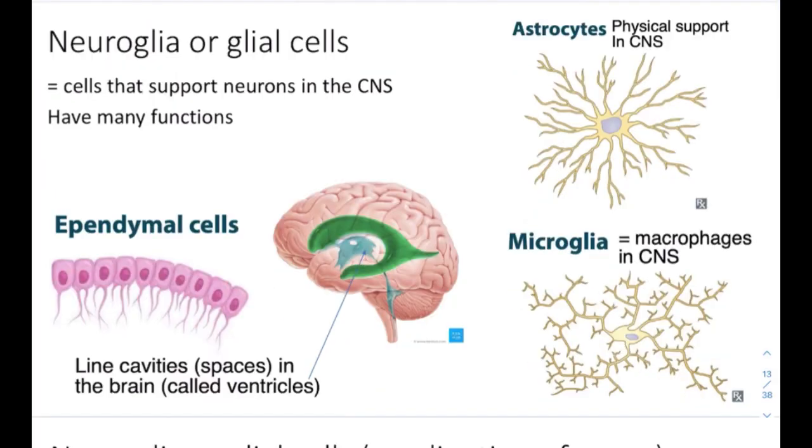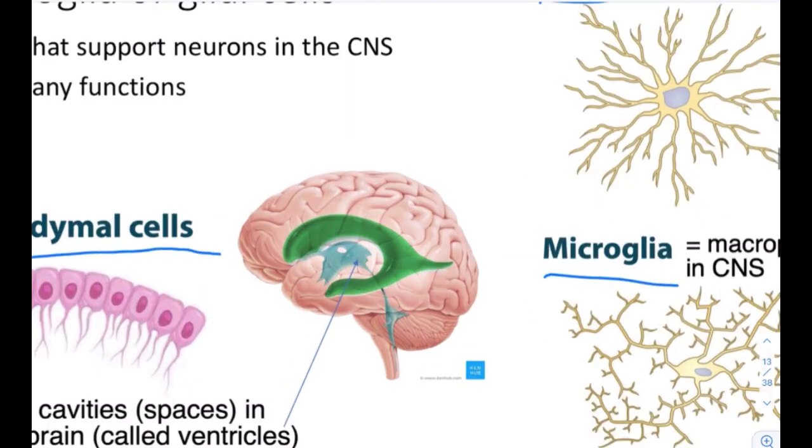Okay, let's talk about the neuroglia or the glial cells. They're basically cells that support neurons in the central nervous system. They have many functions, but I'm just going to mention one main function because you don't need to know them right now. For example, we have the astrocytes. They provide physical support in the central nervous system. We have the microglia, which are the macrophages in the CNS. And we have the ependymal cells, which line cavities or spaces in the brain called the ventricles.